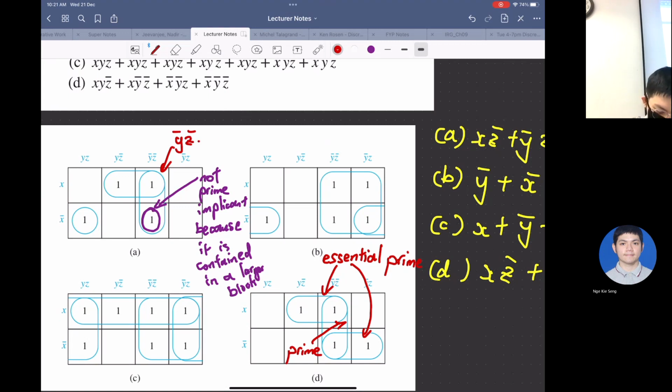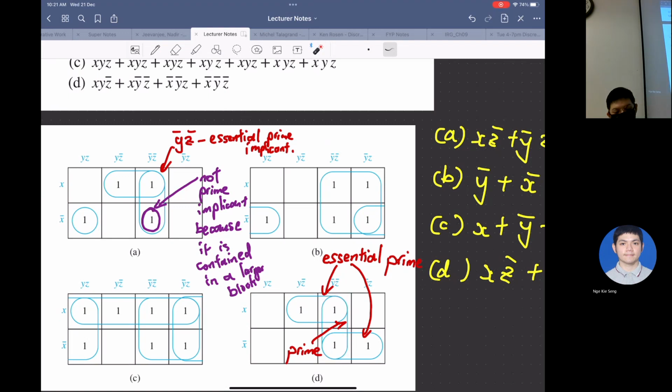So this is also an essential implicant. Essential prime. Okay, so for example, next let's try another one again. Let's look at D. Here we have some interesting intersection.